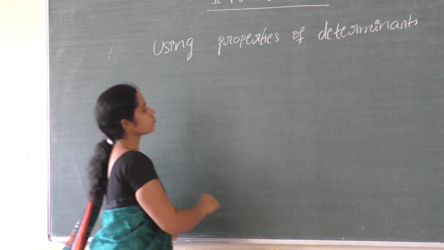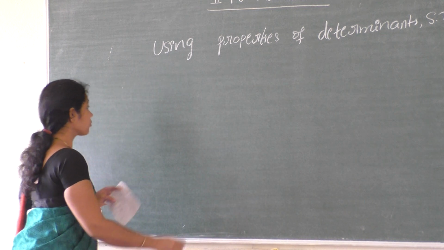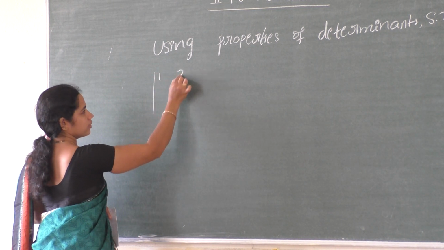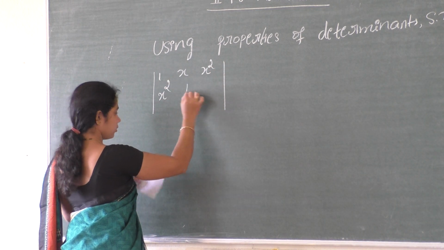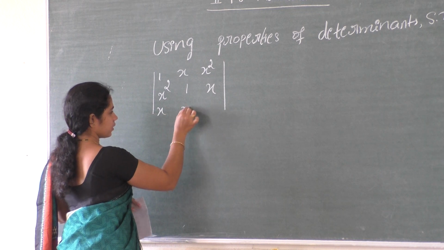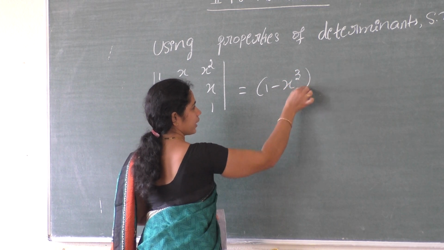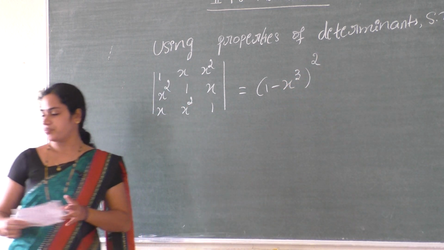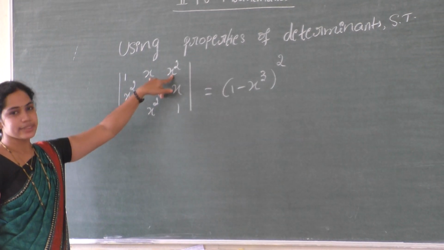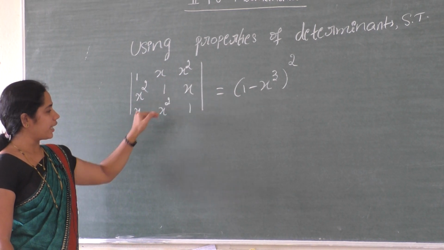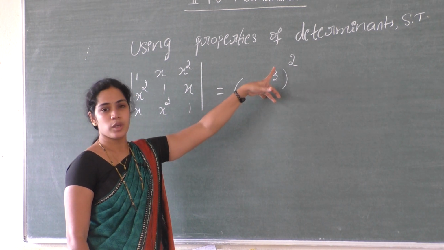Show that the determinant with rows (1, x, x square), (x square, 1, x), (x, x square, 1) is equal to (1 minus x cube) whole square. See, given determinant equal to (1 minus x cube) whole square.